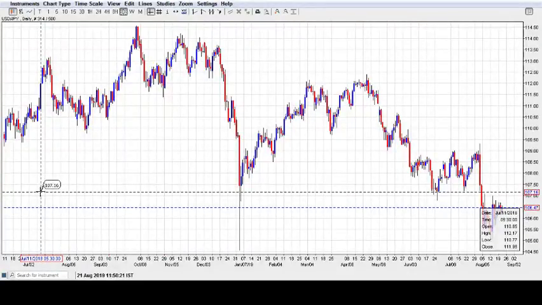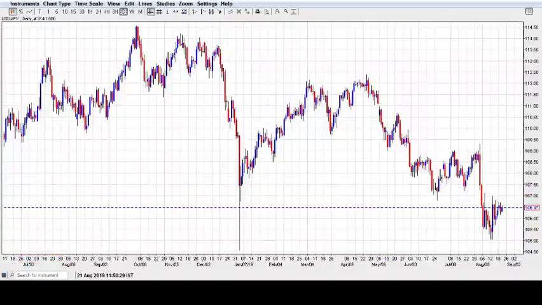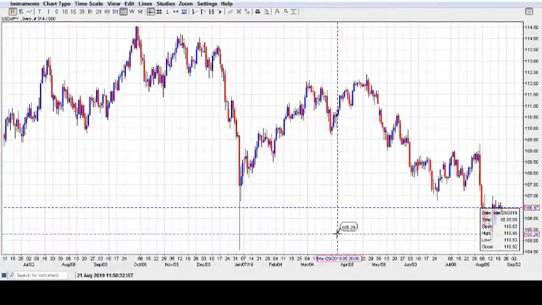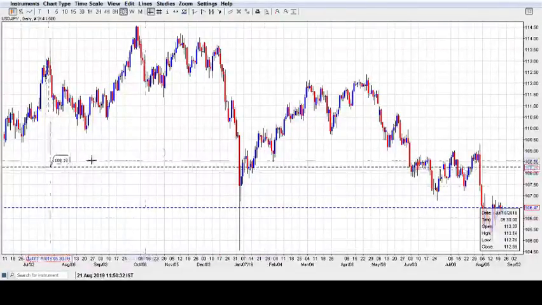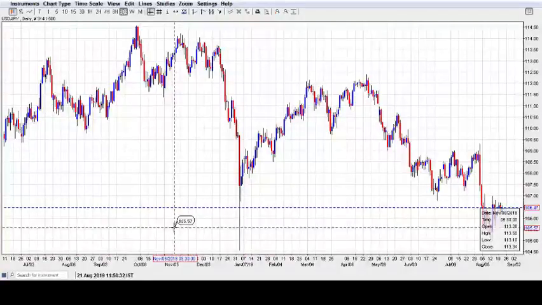Today is the 21st of August 2019, and we are just moving into the early European session, 2:20 a.m. Eastern Standard. From today we will continuously be updating the trade setups for various instruments, and for now we'll start off with the dollar JPY chart setups and potential trade direction.